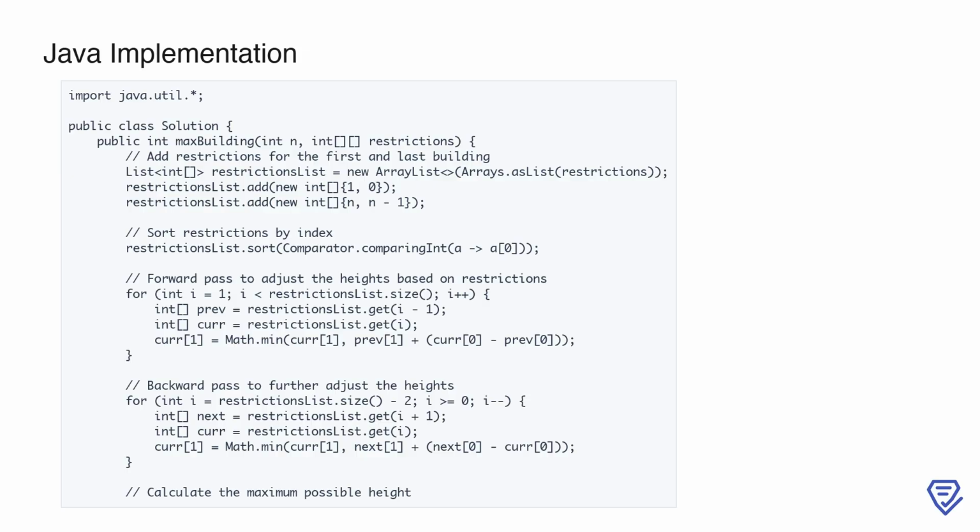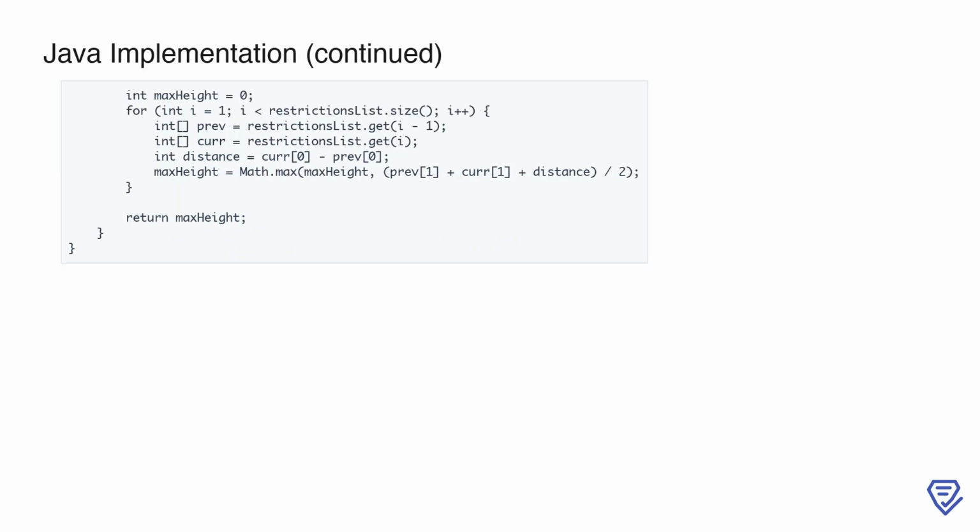These are added to a list called restrictions list. Next, the list is sorted by the building index to make it easier to process in order. After sorting, we perform a forward pass through the list. This pass adjusts the maximum heights, ensuring that each building's height respects the restriction of the previous building and the distance between them. For example, if the previous building is at a certain height, the current building's maximum height must be limited by both its restriction and the distance from the previous building, which is calculated as the difference in their indices. This ensures that no building height increases too sharply.